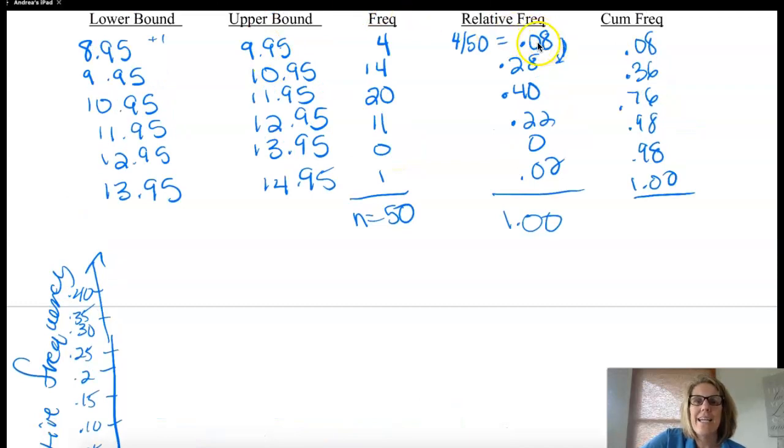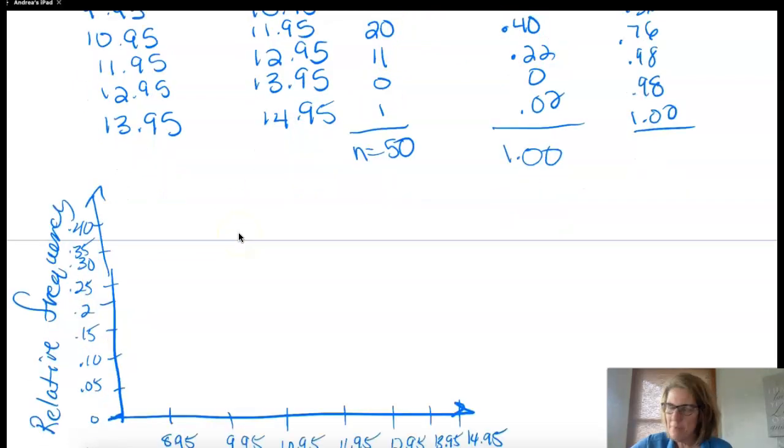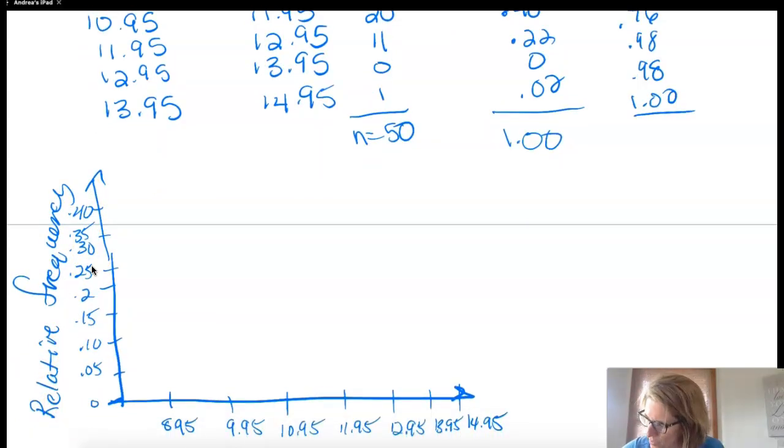Okay, so my first bar from 8.95 to 9.95, the height of this bar is going to be 0.08. I'm doing the relative frequency. If we had done frequency, the height would be 4. So we would have had to label our vertical axis differently for frequency. Okay, so we're going to go up to 0.08, which looks to be about right here.